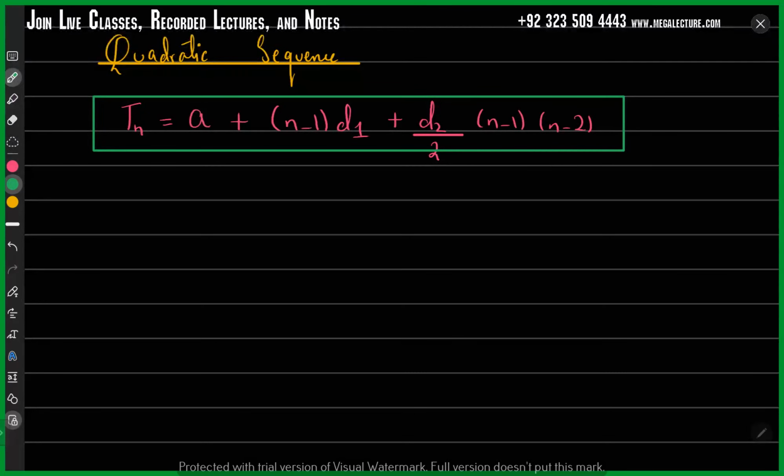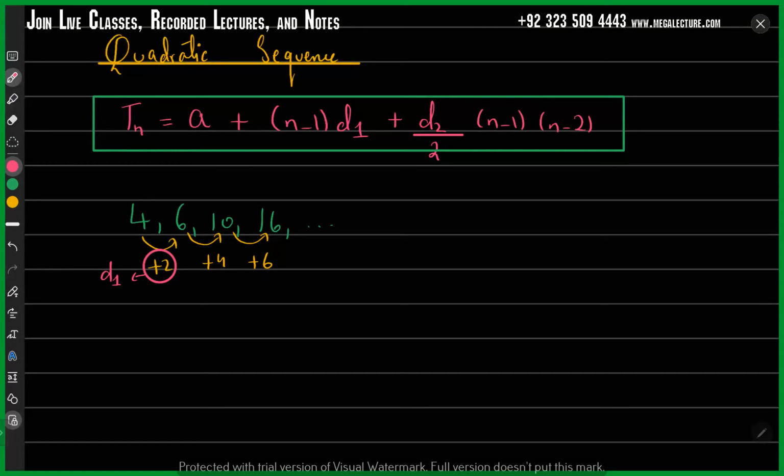Just relax. We have 4, 6, 10, 16, and so on. Okay, this is a quadratic sequence. Why? Because this difference is 2, this difference is 4, this difference is 6. So what is d1? This number right here is basically your d1. Okay, d1 is basically the first difference, right? The first difference is 2, the second difference is 4, and then this is basically 6.